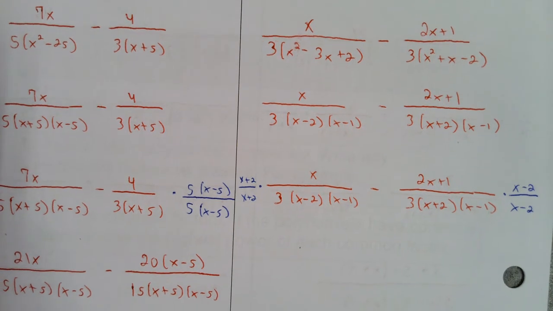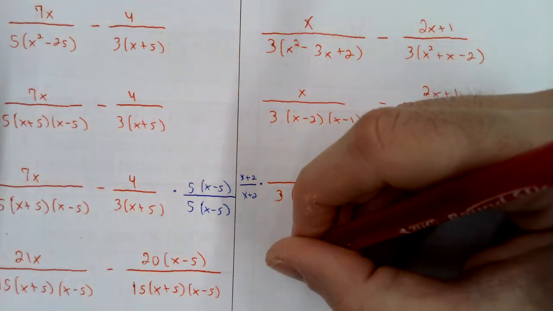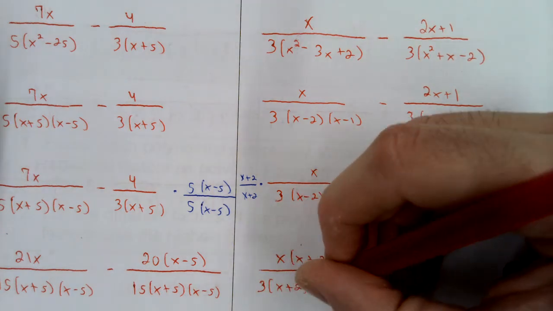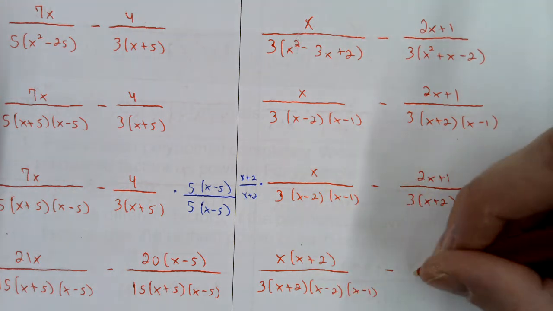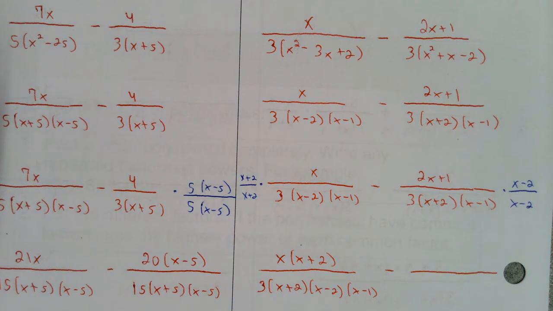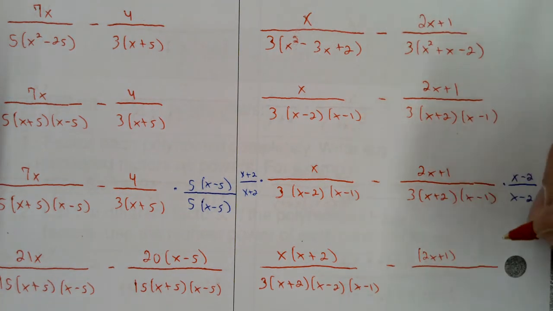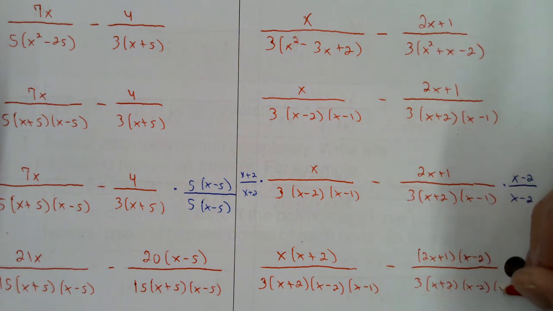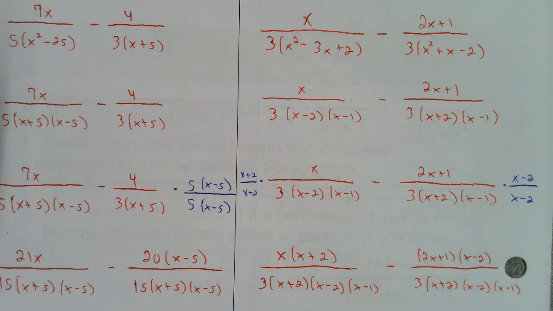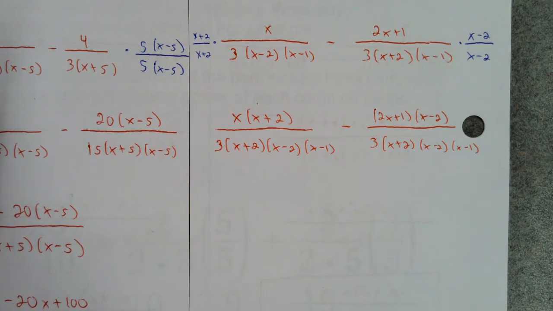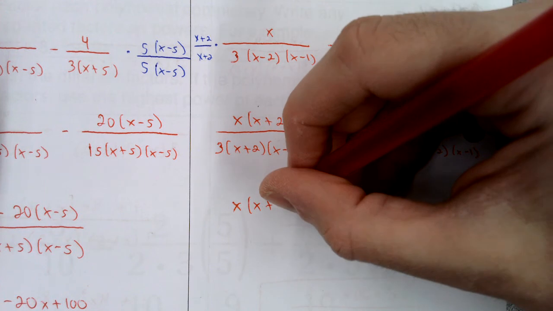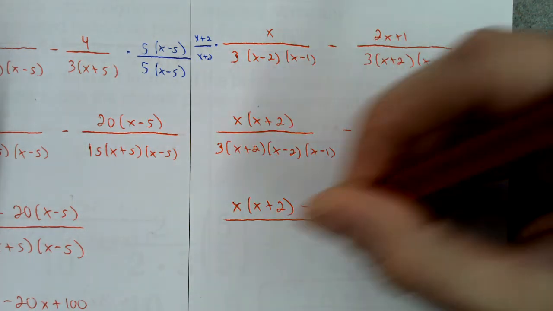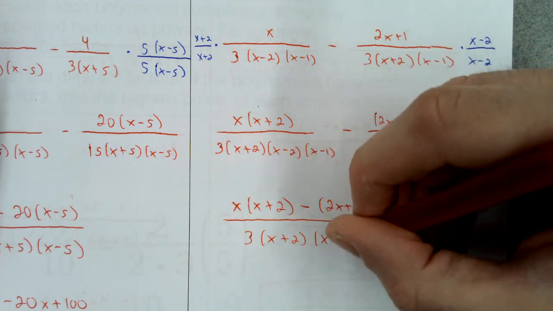Now my first term is going to be x times x plus 2 over 3 times x plus 2, times x minus 2, times x minus 1. I'm going to subtract 2x plus 1 times x minus 2 over the same denominator. That was the whole point. All right, let's make it one fraction now, so it's a little neater. x times x plus 2 minus 2x plus 1 times x minus 2 over 3 times x plus 2, times x minus 2, times x minus 1.